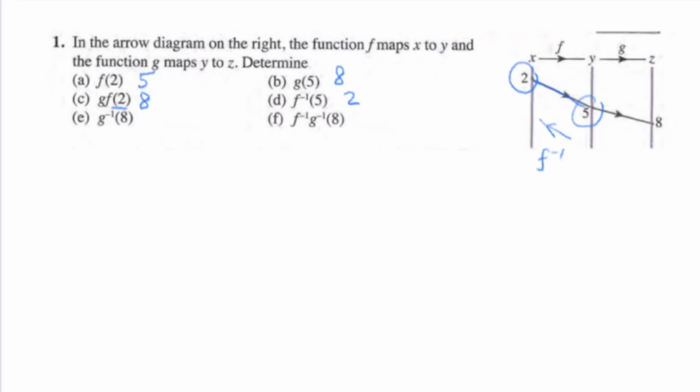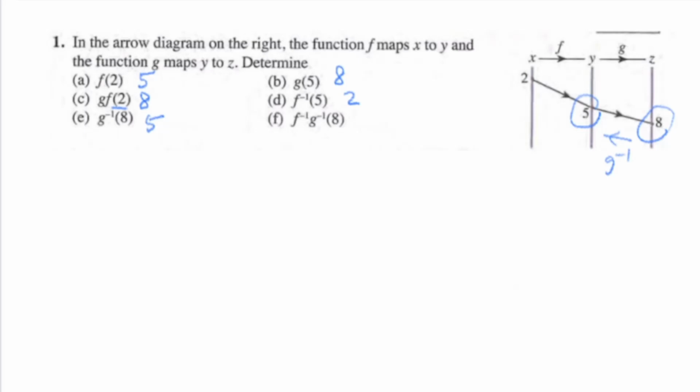Okay, let me rub this off. g inverse 8 means we start from 8 here. We go backwards, you arrive at 5. Remember, inverse is moving in the opposite direction. Your g goes from y to z, g inverse will go from z to y.